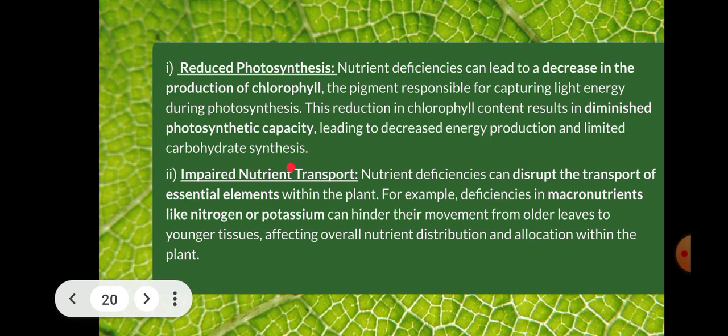The second one is impaired nutrient transport. Nutrient deficiencies can disrupt the transport of essential elements within the plant. For example, deficiencies in macronutrients like nitrogen and potassium can hinder their movement from older leaves to younger tissues, which affects the overall nutrient distribution and allocation within the plant.